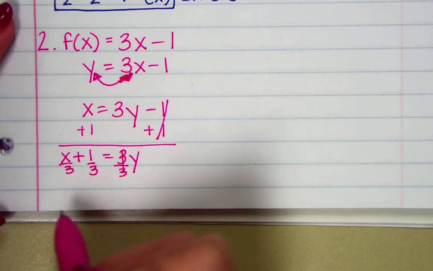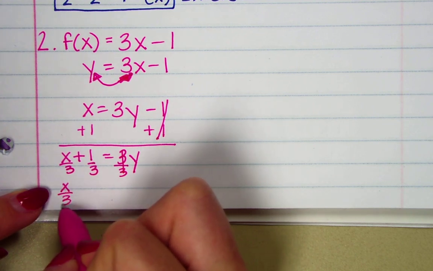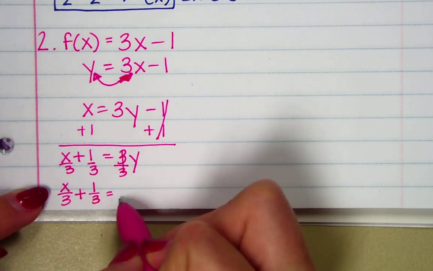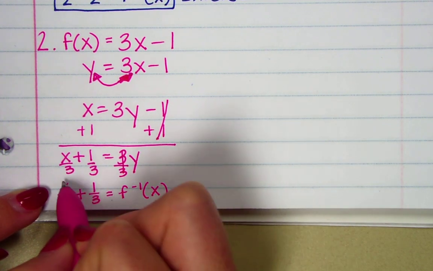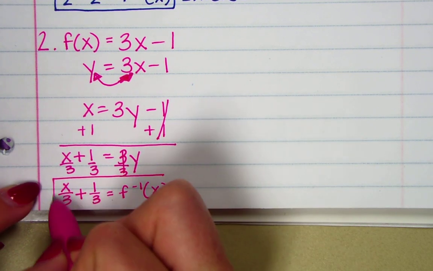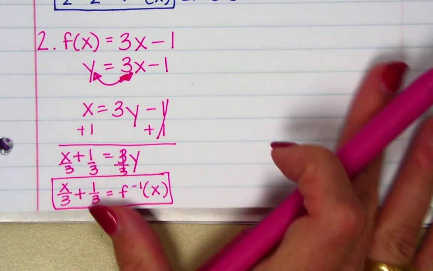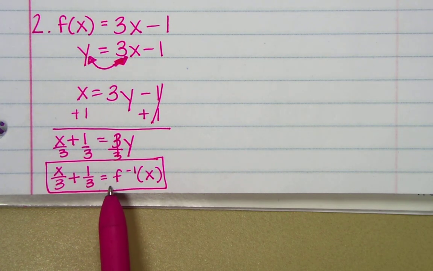And the last step is you got to label it correctly. I got x divided by 3 plus 1 divided by 3 equals, not going to call it y anymore. We're going to go back to using f inverse, f to the negative 1. And again, on the practice problems, you can stop here. It's getting the equation that's right.